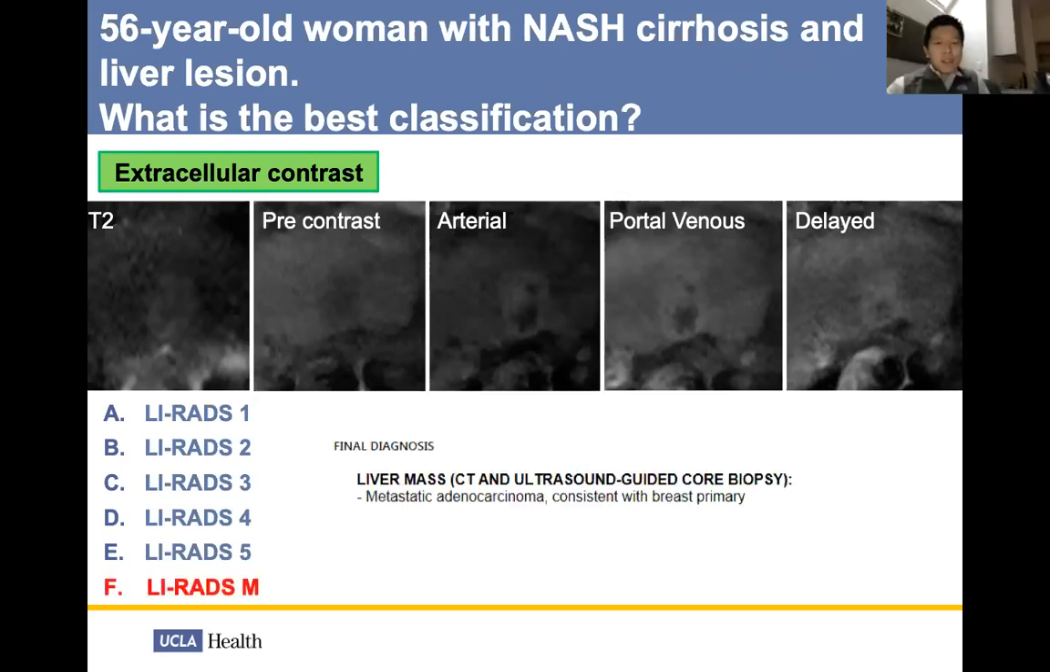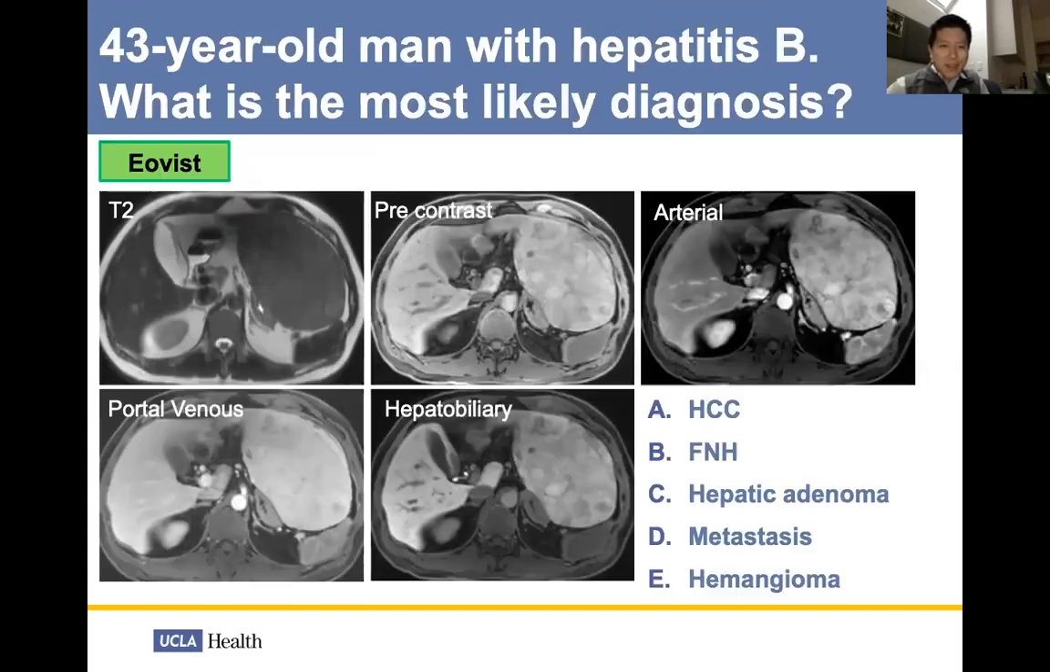This was read outside as very highly suspicious for HCC. They didn't give a LI-RADS classification, but this was biopsied, and this woman ended up having metastatic breast cancer. For some reason that I don't understand, this went to ablation. They successfully ablated it, but on the follow-up, she got 3 more lesions.